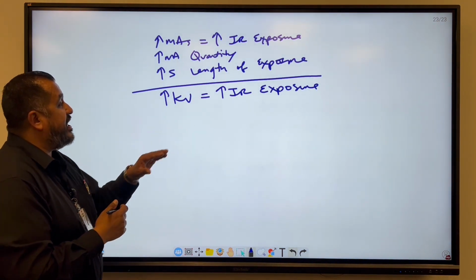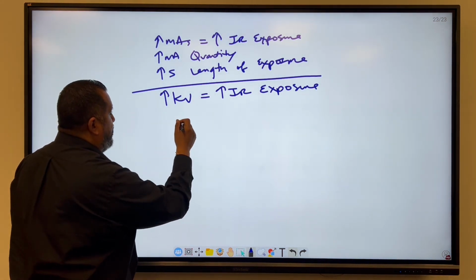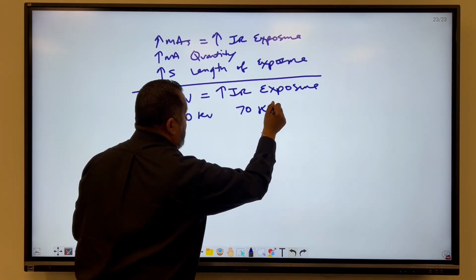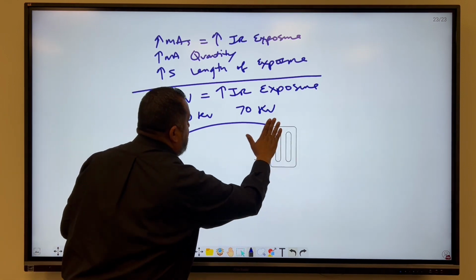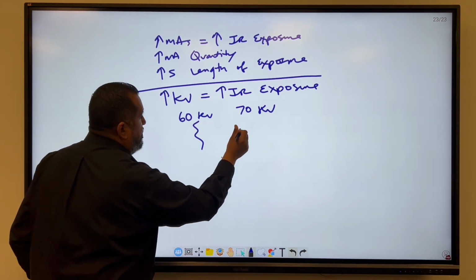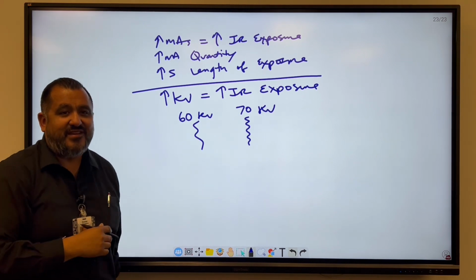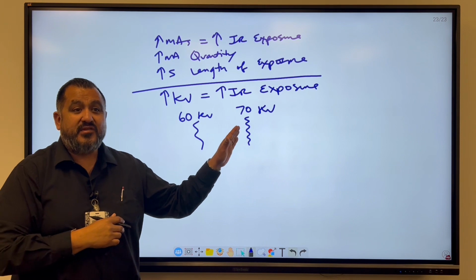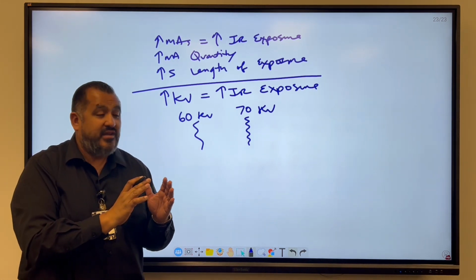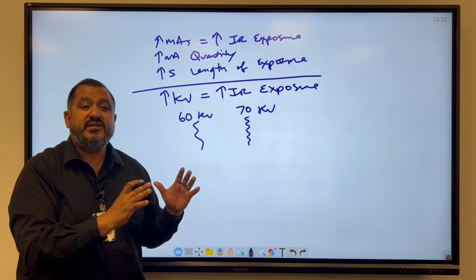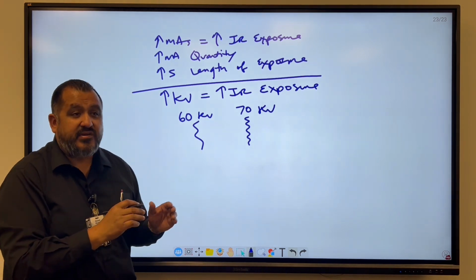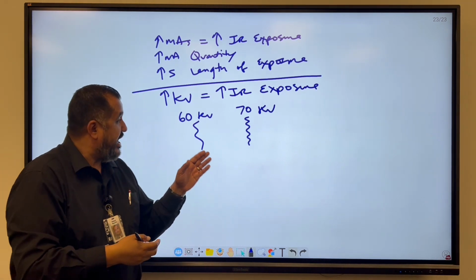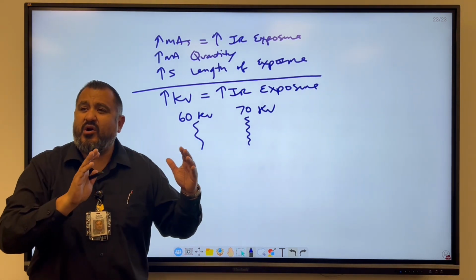So, increasing kVp, I'm going to give you guys an example here. Let's say you go from 60 kV to, let's say, 70 kV. Right? So, let me draw this. Okay, now what do you see? A difference in my wavelength, correct? So as you increase kVp, the wavelength becomes shorter, correct? You're going to have a higher intense energy. The frequency is going to be higher, right?